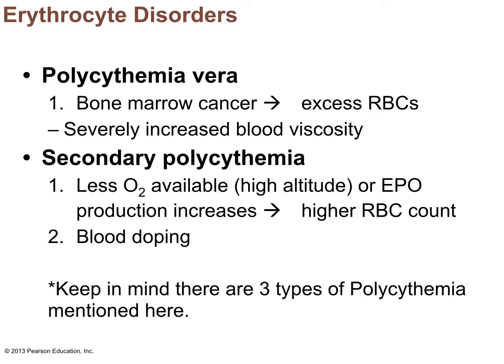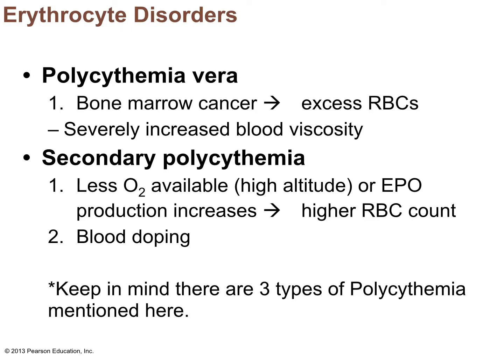Now, the cause for polycythemia vera, as I said, is bone marrow cancer. For secondary polycythemia, we have things like living at high altitudes where there's less oxygen available and EPO production increases. Blood doping is another example of secondary polycythemia, right? Injecting the artificial EPO that we talked about earlier.